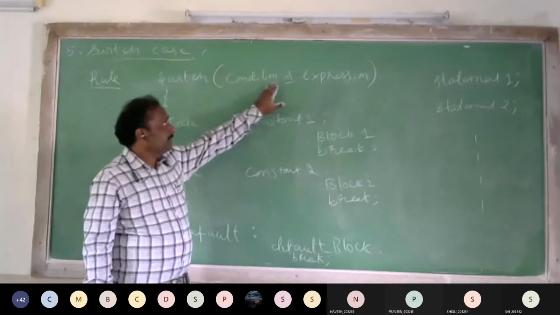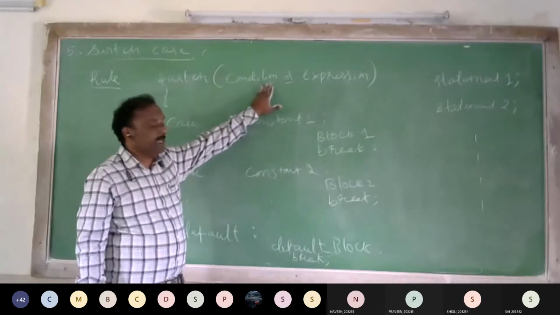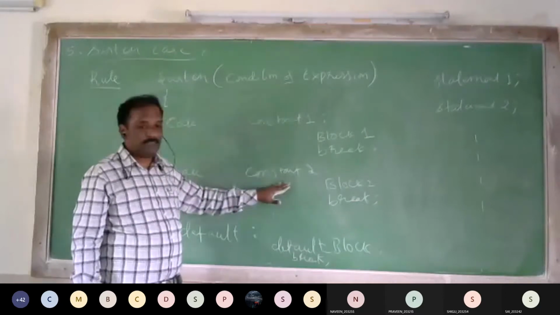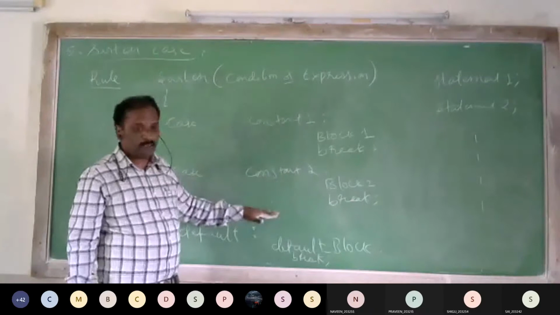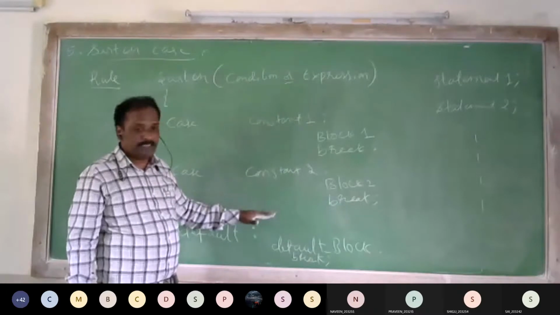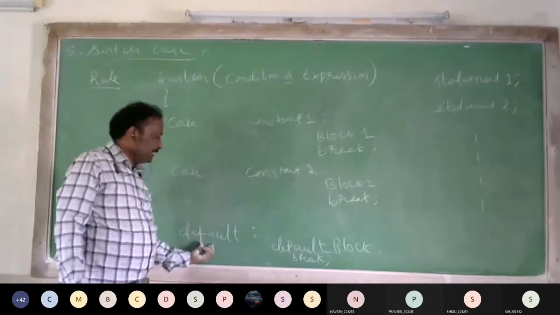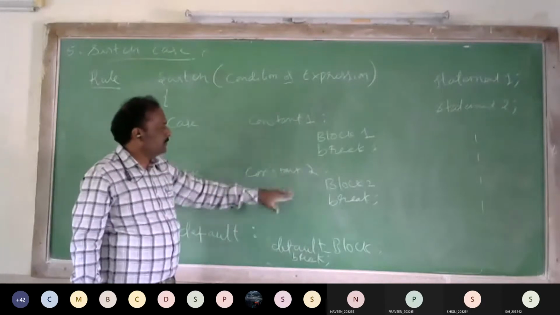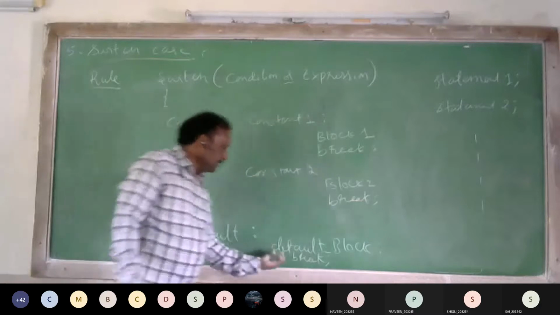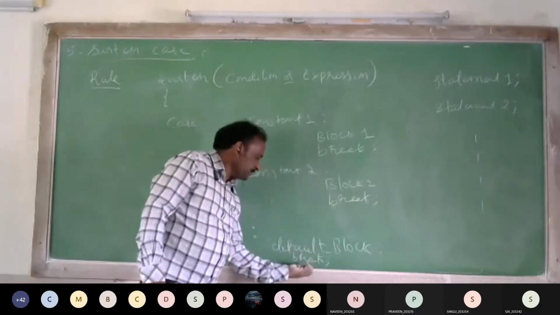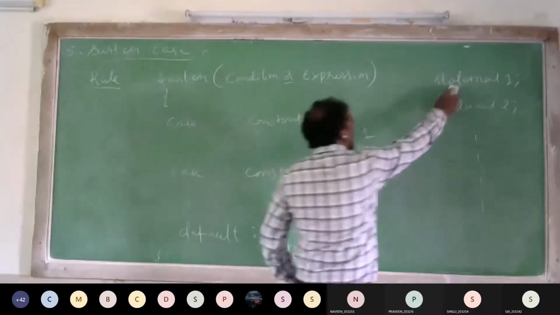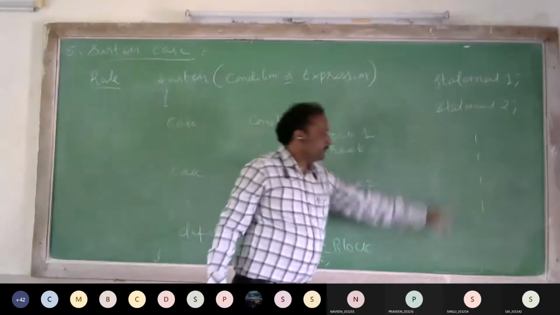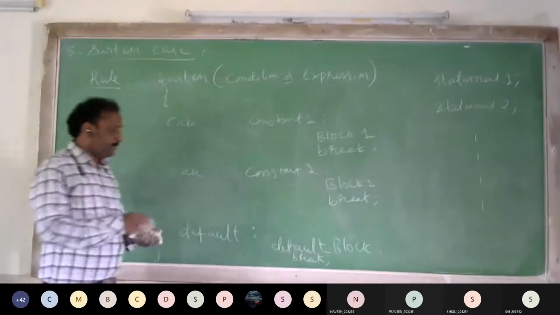Now, after evaluating the expression, if that value does not match with constant 1, constant 3, or constant 4, then it will execute the default set of statements. So if it is not matching with any of the constant values, then it will execute the default block of statements. Break will take the control outside the switch case. So statement 1, statement 2, and the remaining statements are executed.